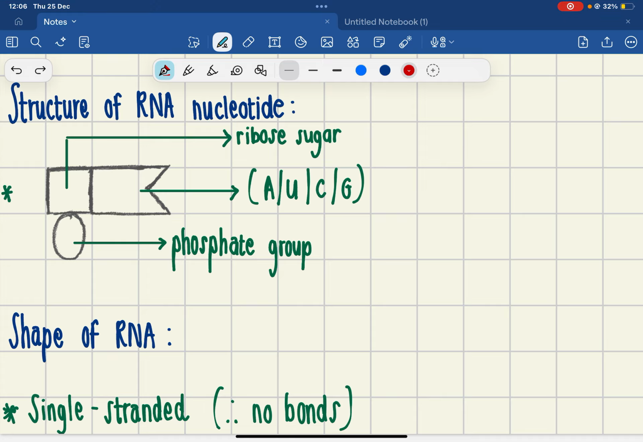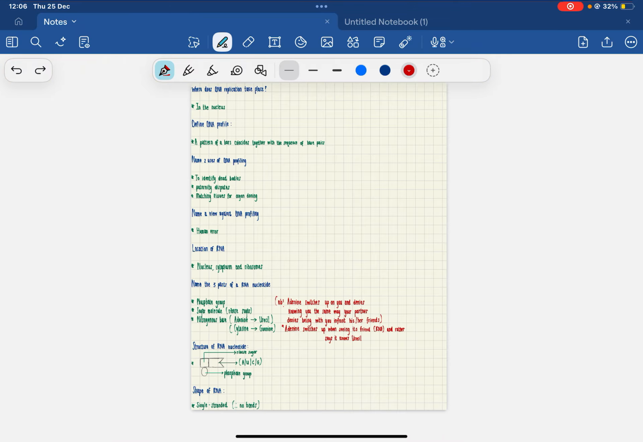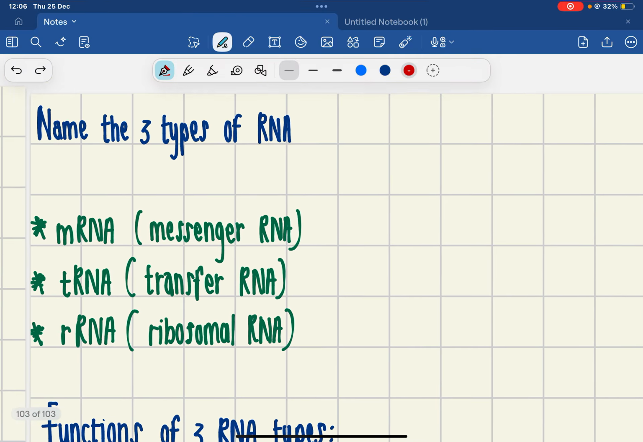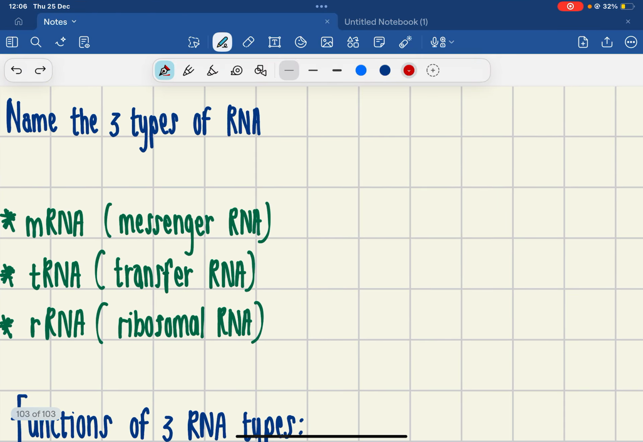Okay. Now, let's look at the shape of RNA, boys and girls. We said that the shape of DNA in the first scenario was double helical. It was a double helix shape. The shape of RNA is single-stranded. So therefore, there are no hydrogen bonds. It's just a single strand, okay? Now, let's quickly move on to talking about the different types of RNA that we encounter.